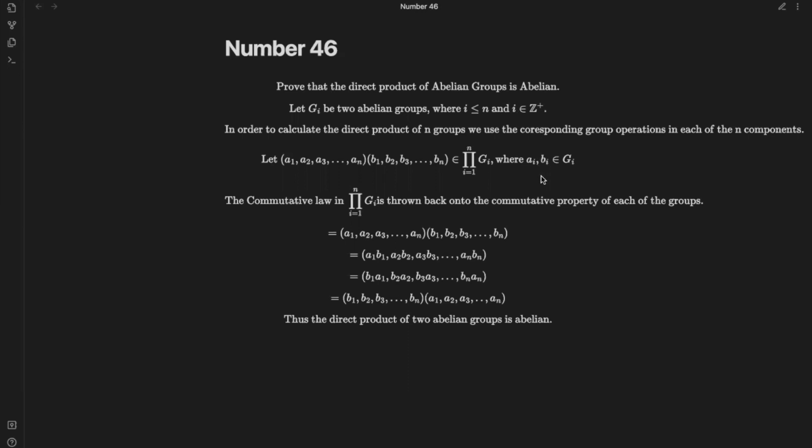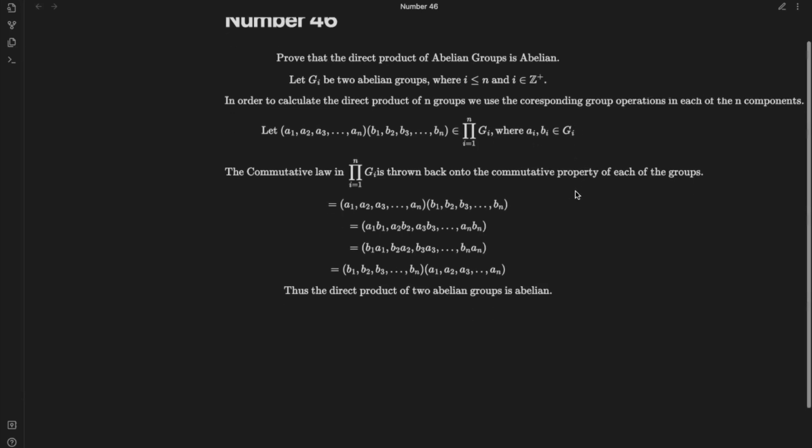In order to calculate the direct product of n groups, we use the corresponding group operations in each of the n components. In this case, we know that those group operations will always be abelian. We also say that we are defining a1 to an and b1 to bn as two elements of the product of Gi, such that ai and bi are elements of Gi.